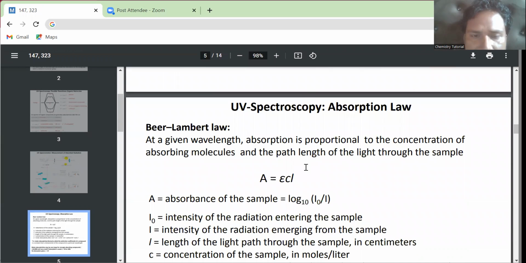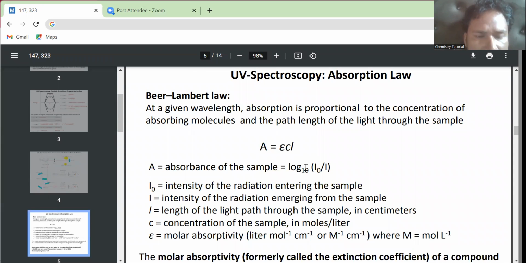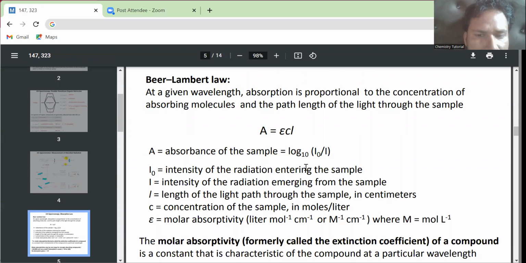Next, in UV spectroscopy, the absorption law is applicable, and it is based on the Beer-Lambert law. At a given wavelength, absorption is proportional to the concentration of the absorbing molecules and the path length of light through the sample. A is the absorbance of the sample, and it is the log of I0 upon I.